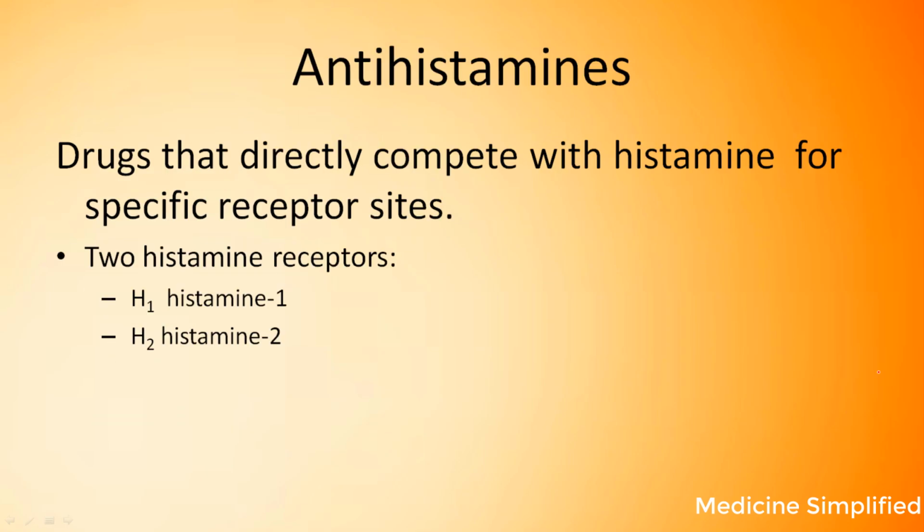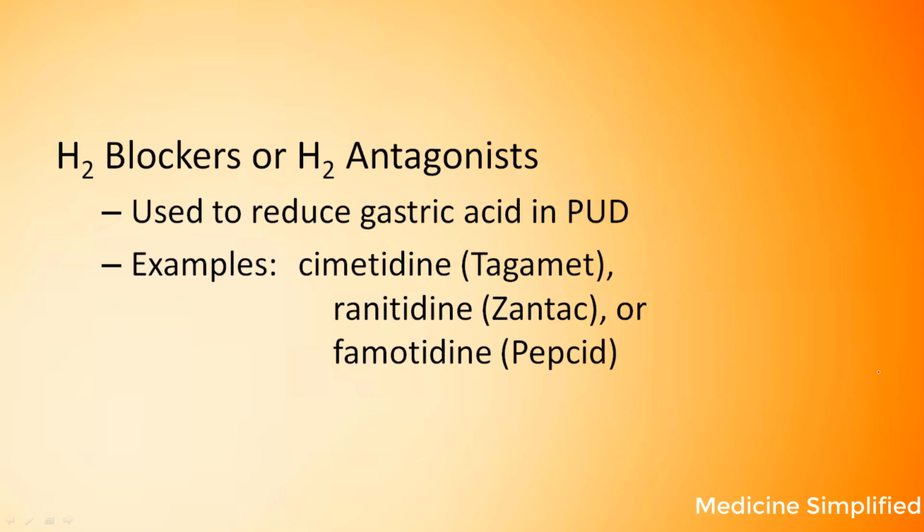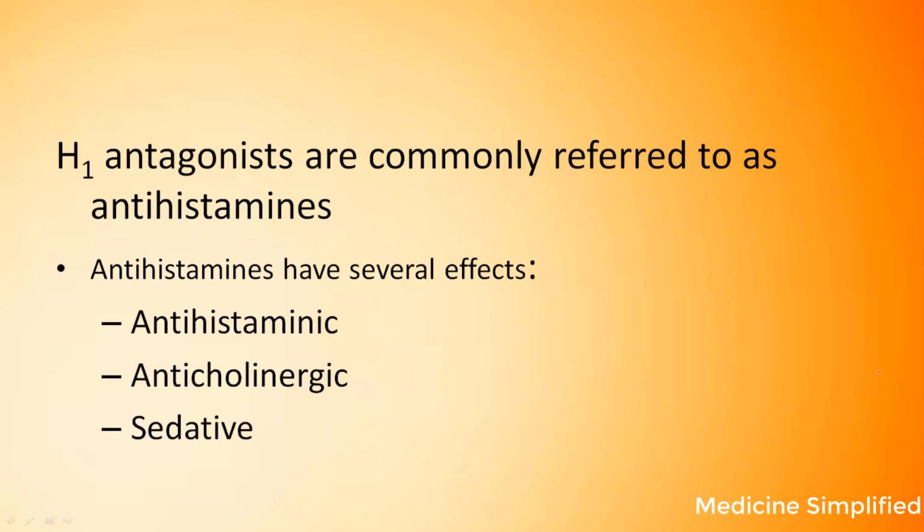Coming to the antihistamines, these are drugs that directly compete with histamine for specific receptor sites. There are two histamine receptors. First one is H1, histamine 1, and H2, histamine 2. H2 blockers or H2 antagonists are used to reduce gastric acid in PUD. Examples: cimetidine, ranitidine, famotidine. H1 antagonists are commonly referred to as antihistamines. Antihistamines have several effects like antihistaminic, anticholinergic and sedative.